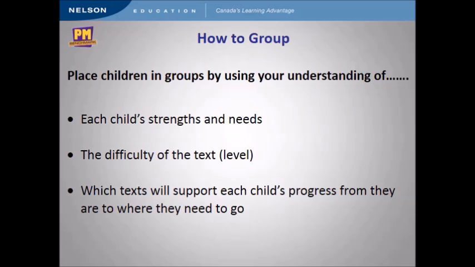So when we're looking at text for guided reading, when we're going to our book room or we're going to our classroom library, we're looking at all three of these things. What are the student's strengths and needs? What's the level of difficulty in the text? And will this text support the student's progress? Will this text allow me to prompt and support the students in the things that they need to progress as readers?